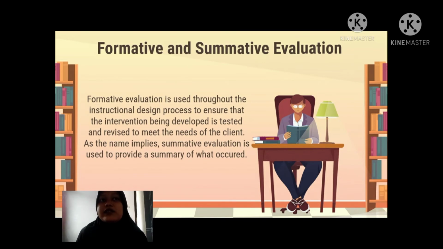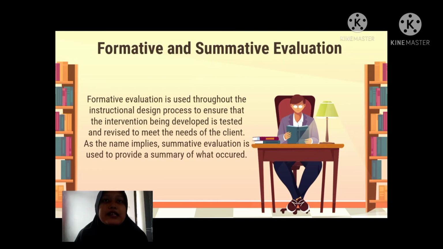Okay, I will continue the material. Formative and summative evaluation. Formative evaluation and summative evaluation tend to focus on the instructional design process and the intervention created as a result of this process. Formative evaluation is used throughout the instructional design process to ensure that the intervention being developed is tested and revised to meet the needs of the client.